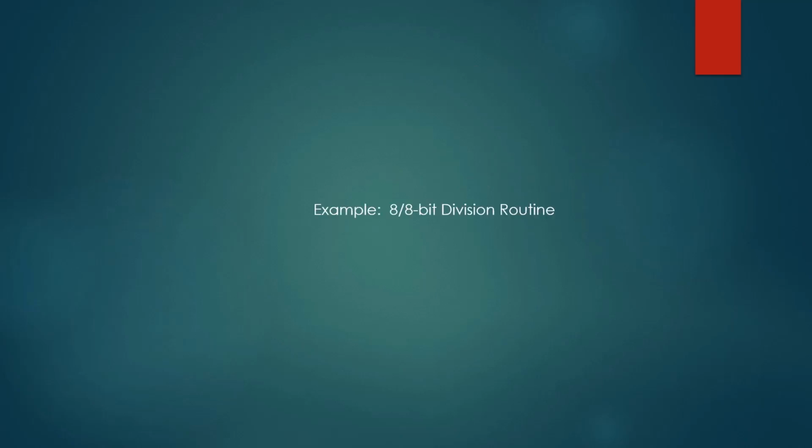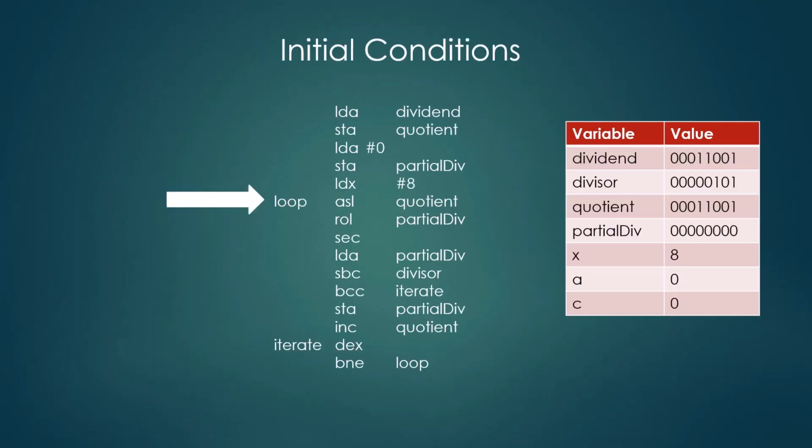Now we'll look into a binary division algorithm in 6502 assembler. I've set up this virtual computer to illustrate the operation of our algorithm. The big white arrow represents the program counter. The table shows our variables and the relevant registers. It'll be updated as we step through the algorithm.